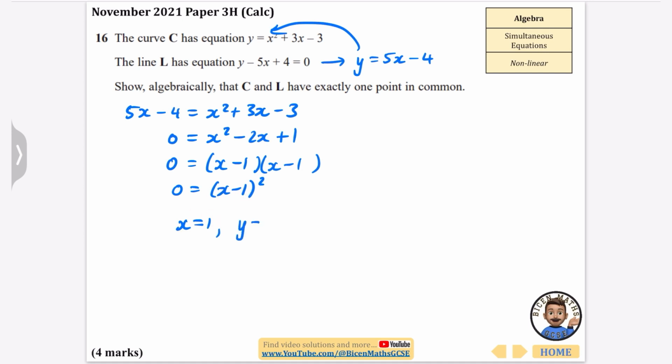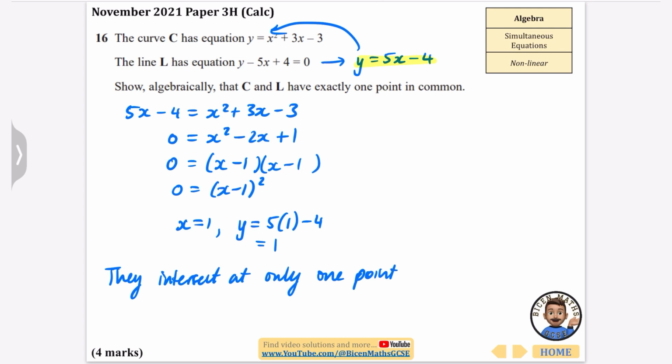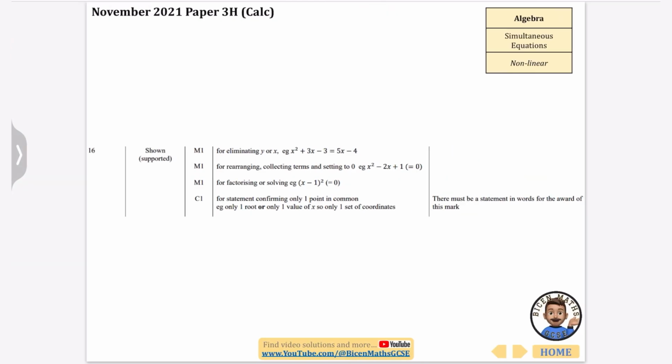And when x is equal to 1, I'm going to again use this bit that I'll highlight in yellow. y is equal to 5x minus 4. So that's 5 times x minus 4. That's 5 minus 4, which is 1. So the coordinate where they intersect is 1, 1. So they intersect at only one point. Ooh, I should probably use the correct word. At only one point. And that point is when x is 1 and y is 1. So it does come up with a point with factorizing. We get this here for a statement confirming there is only 1 point in common.